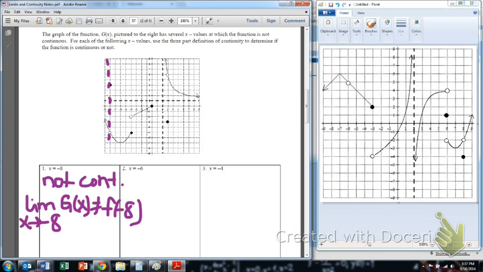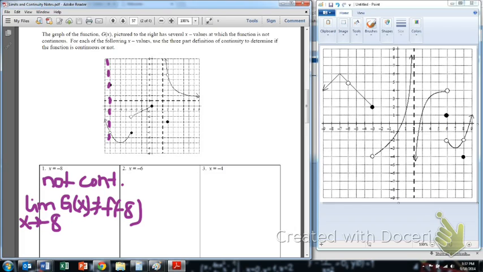The function is defined there. There is a closed dot. The limit does exist there. So it meets both of the first two requirements, that the function be defined and the limit exists. But it fails on the third one because those two things aren't equal. There's a hole. The limit doesn't equal the function value. The closed dot isn't where the limit is.